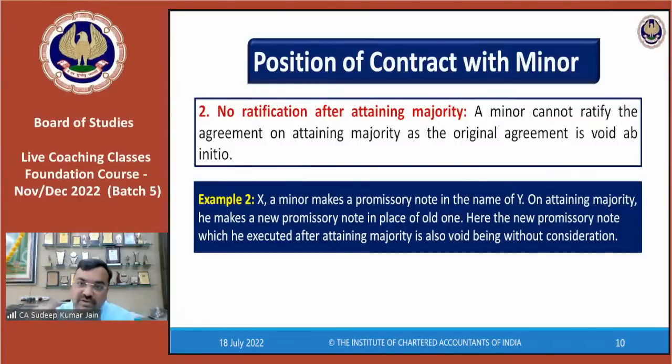But it is also invalid because at the time of making the contract, there is a new contract. And when X is writing a promissory note, what is he getting? He is getting nothing. So the contract becomes without consideration and again void.